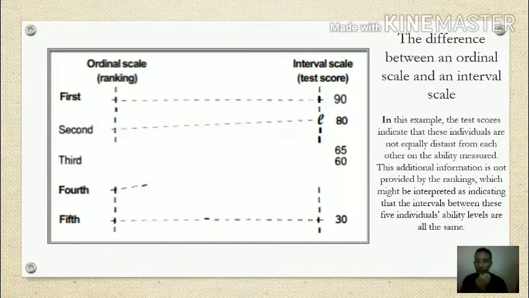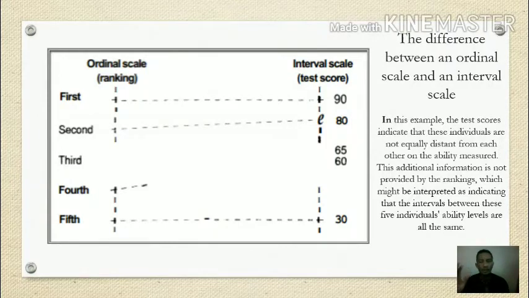Nah, di dalam contoh ini, this example, the test scores indicate that these individuals are not equal in distance from each other on the ability measured. This additional information is not provided by the rankings, which might be interpreted as indicating that the intervals between these 5 individuals' ability levels are all the same. Nah, jadi dalam contoh ini, skor tes menunjukkan bahwa individu ini tidak memiliki jarak yang sama dari satu sama lain pada kemampuan yang diukur. Informasi tambahan ini tidak disediakan oleh peringkat atau ranking yang dapat diartikan sebagai indikasi bahwa interval antara tingkat kemampuan kelima individu ini semuanya sama.